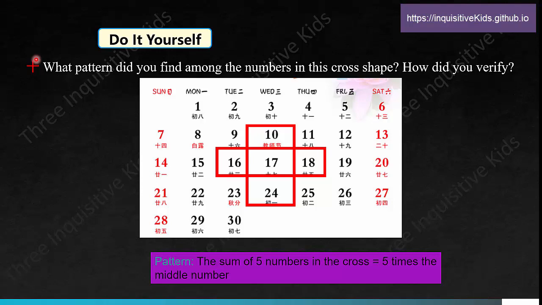You might want to pause and try to verify it right now, which is adding up all of these 5 numbers and then multiplying the middle number, which in this case is 17, with 5, and then try to see if those values are the same.